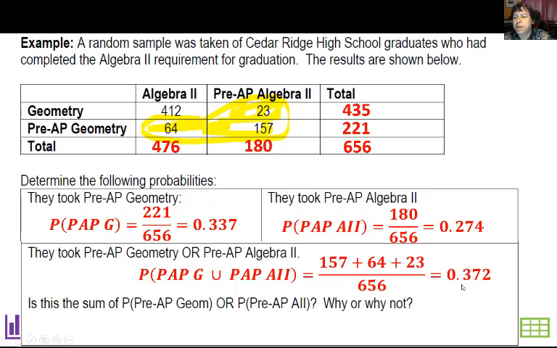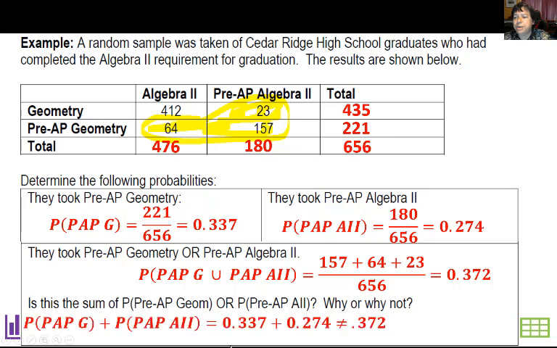All right. Is it the sum of the probabilities for pre-AP geometry and for pre-AP Algebra 2? Can I just add those? No. This is too high, because there's a significant amount of overlap between pre-AP geometry and pre-AP Algebra 2. So that 157 is getting counted in here and there. So it's double counted, and that's why it doesn't match the answer.